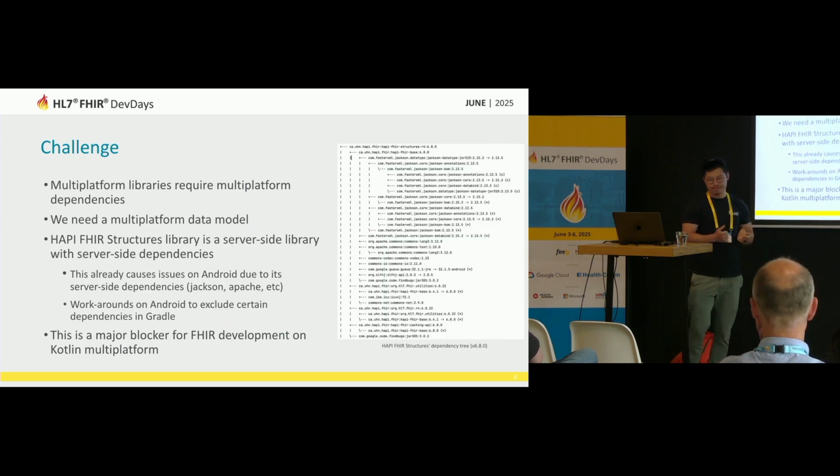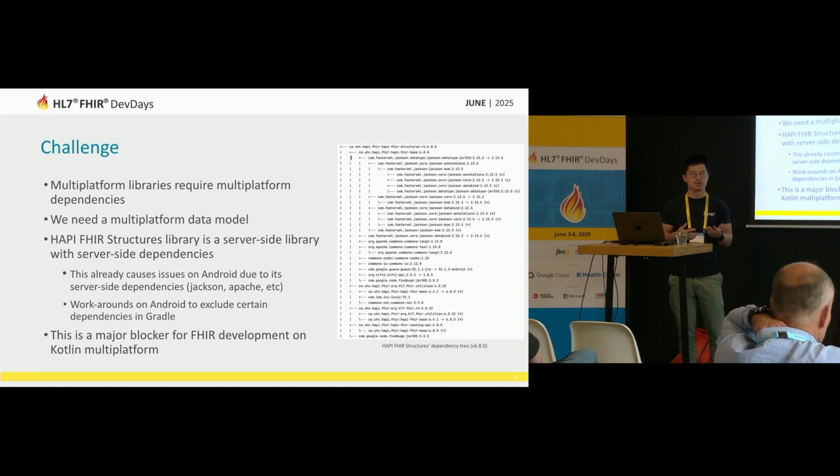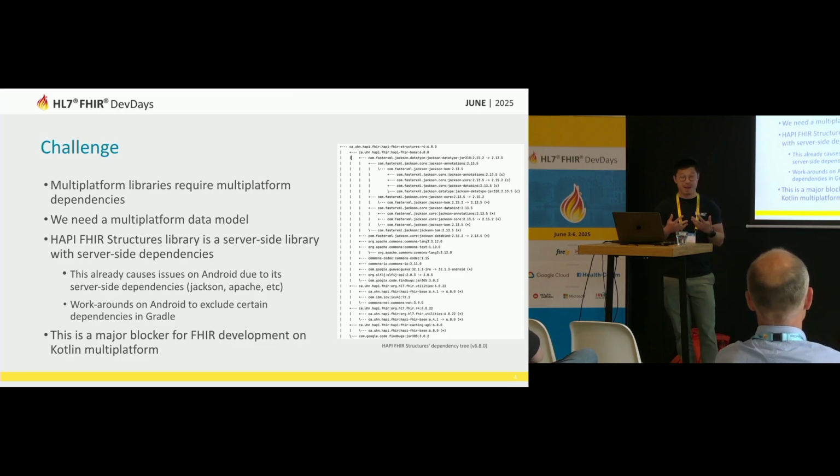So what are the challenges? The biggest challenge we're facing while trying to do this on multi-platform is that multi-platform libraries require multi-platform dependencies. If you're a Java dev or Kotlin dev, you're used to writing Java or Kotlin code, you can't just move that to multi-platform because you typically have a lot of JVM dependencies. And when you're trying to write multi-platform code to deploy on iOS, for example, where there's no JVM, or in a different environment where JVM is not running, then it's not going to work. So we do need a multi-platform data model from the get-go that has pure multi-platform dependencies.